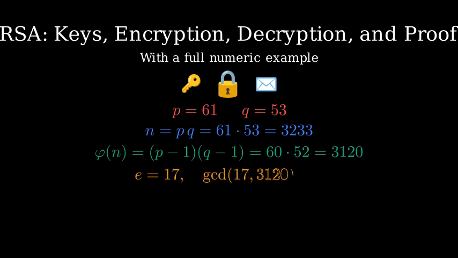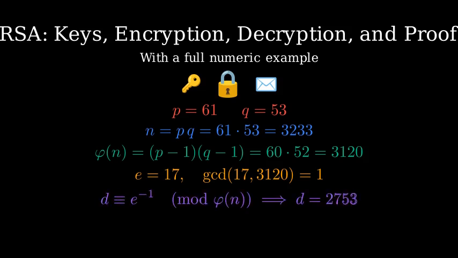Now choose a public exponent E with E relatively prime to phi of N. Let E be 17. Its greatest common divisor with 3,120 is 1. Finally, compute D as the inverse of E modulo phi of N. That means D times E is congruent to 1 mod 3,120. We get D equals 2,753. So the public key is the pair (N, E), and the private key is (N, D).